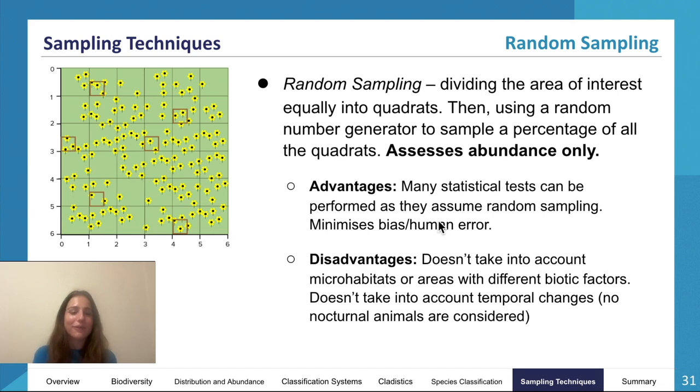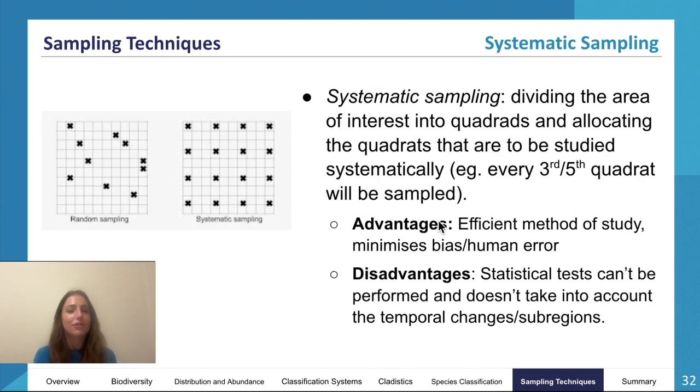So we also have another countermeasure that might try to address some of these, which is systematic sampling. Basically, this method is used in ecological studies to assess specifically species distribution and abundance. It involves dividing the area of interest into quadrants and then systematically allocating which quadrants to study. So for instance, by sampling every third or every fifth quadrant, we're able to get a more even distribution of the ecosystem. It provides a more structured and organized way to collect data on a large area, and again, it ensures that the sample is evenly distributed, which is the main advantage it presents.